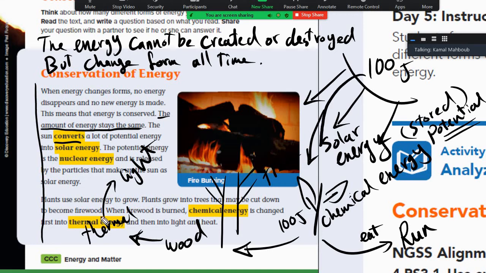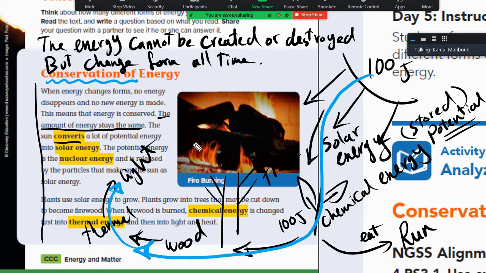Now we have another change of the energy. From solar energy into chemical energy, into thermal energy, into light energy. Change of form. That happens all the time. We have millions of examples about the change of form. But at the end, the energy stays the same amount.